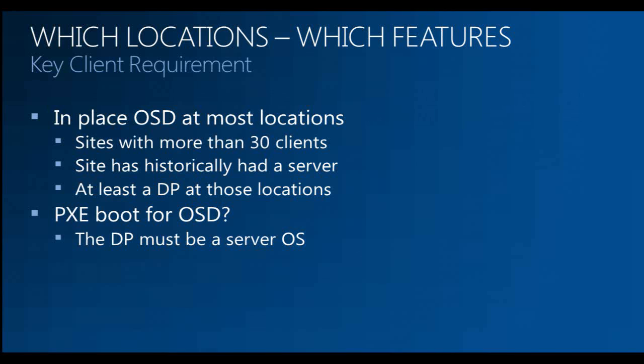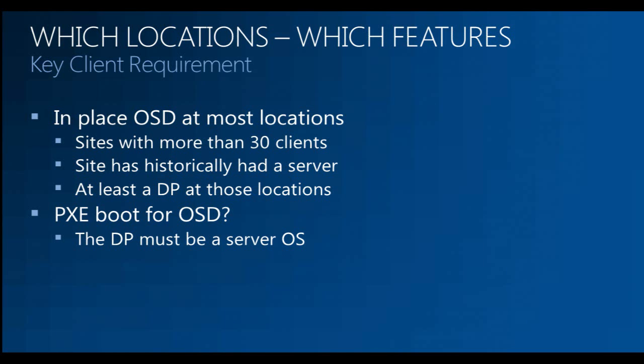So at my client, the one that this case study is about, one of their key requirements was they wanted to do operating system deployment at the desktop at any location that had more than 30 clients. Additionally, if a site, a location, had historically had a Config Manager site server, they were not going to take a server out of that location. They're going to move a 2012 server into that location as well. So even if that location had less than 30, it was still going to get at least a distribution point.